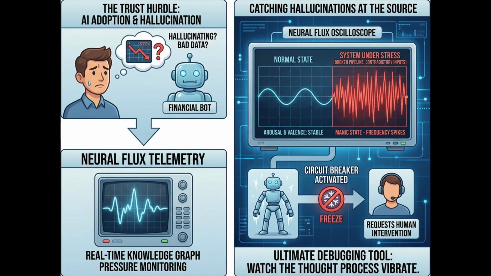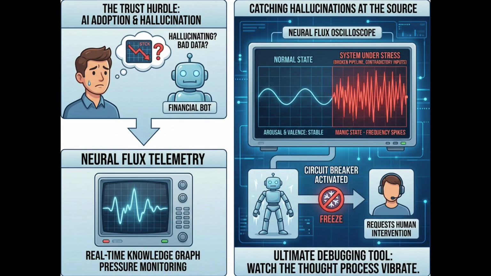And this brings us to the biggest hurdle in AI adoption: trust. How do you know your financial bot isn't hallucinating? How do you know it isn't about to execute a trade based on bad data? You look at the Neural Flux telemetry. See this oscilloscope? It measures the pressure on the knowledge graph. It calculates arousal and valence across all connected nodes in real time.